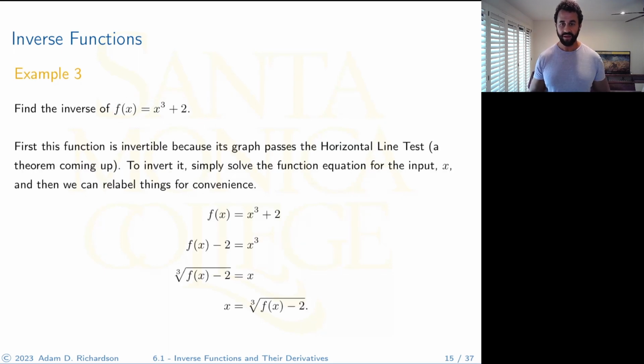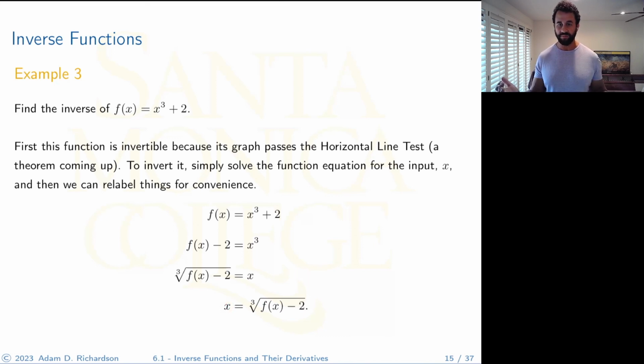So here I go. What did I do first? I subtracted 2, and then I took the cube root of both sides so that I have x is equal to the cube root of f of x minus 2. The function has now been inverted. That is how it's been inverted. Because look, now I can put in the output, and it will tell me the input that sent me there.